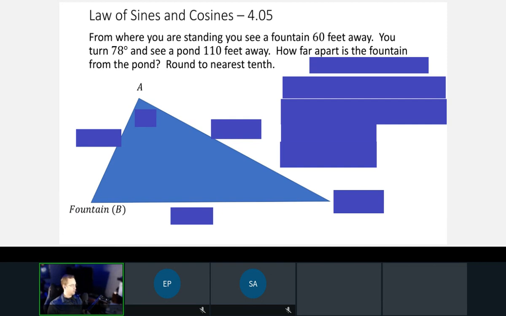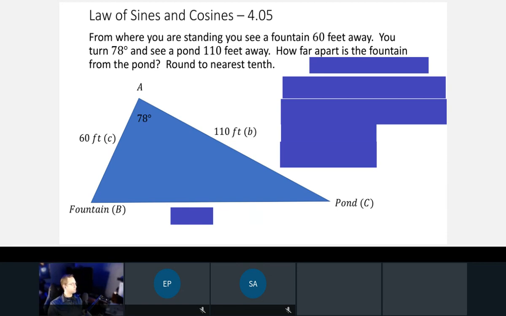I call that angle B. And the word problem says it is how many? 60 feet away. We then turn 78 degrees. And then I see a pond. Well, that pond I call angle C. And that pond we know is 110 feet away. We want to find the distance between the pond and the fountain.